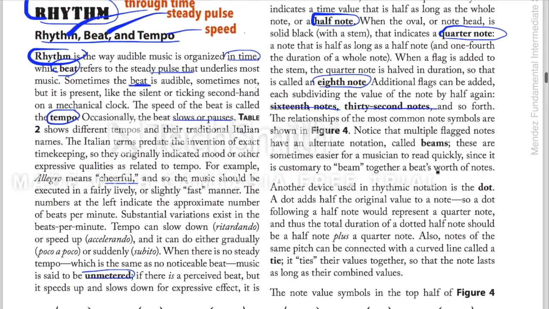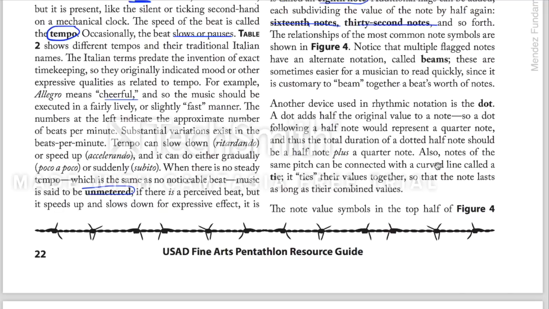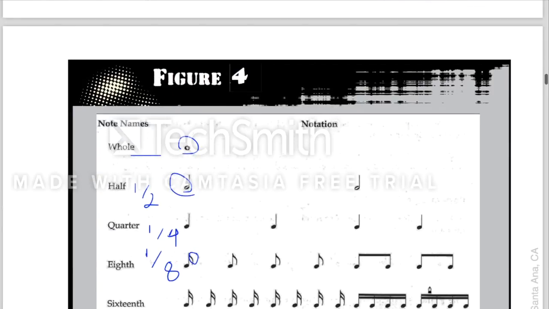The relationships of the most common note symbols are shown in figure 4, which we just talked about. Notice that multiple flag notes have an alternate notation called beams. These are sometimes easier for a musician to read quickly since it is customary to beam together a beat's worth of notes. Those are called beams, guys. That's a beam, and those are beams, okay? Beams. Let's write that down.